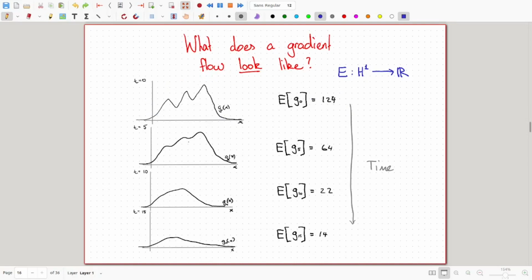So a gradient flow in this function space will smoothly transform my initial function through time to some final function, all the while reducing my functional, so all while reducing this number here. Perhaps this functional was measuring something like the squiggliness of the function, and as we get smoother and smoother, the functional goes down and down with time.